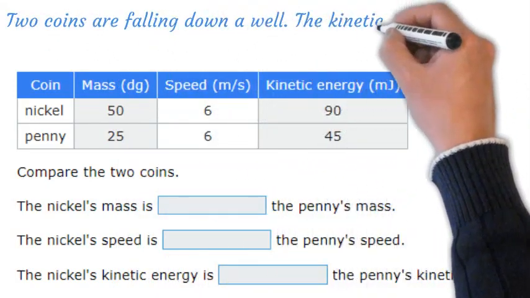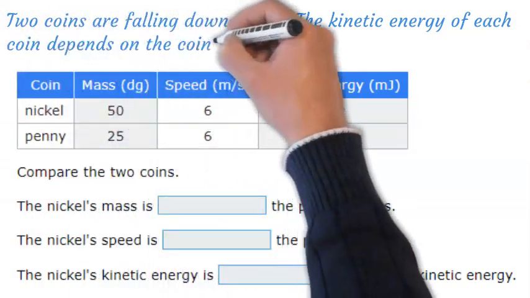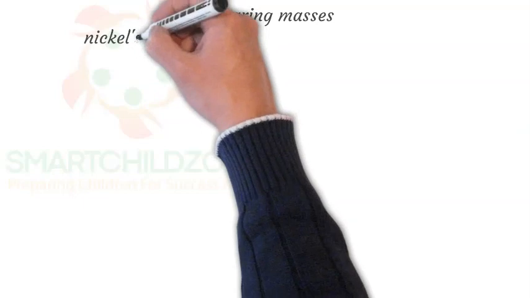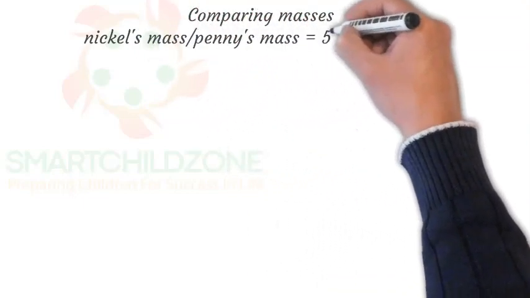Two coins are falling down a well. The kinetic energy of each coin depends on the coin's mass and speed. Compare the two coins. Use the information in the table to compare the nickel to the penny. For comparing masses, divide the nickel's mass by the penny's mass.